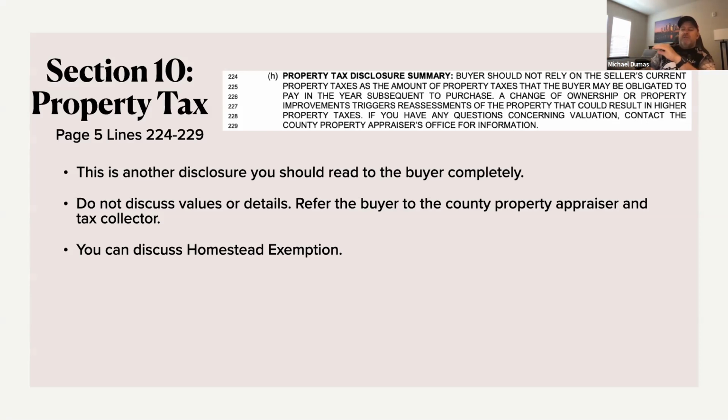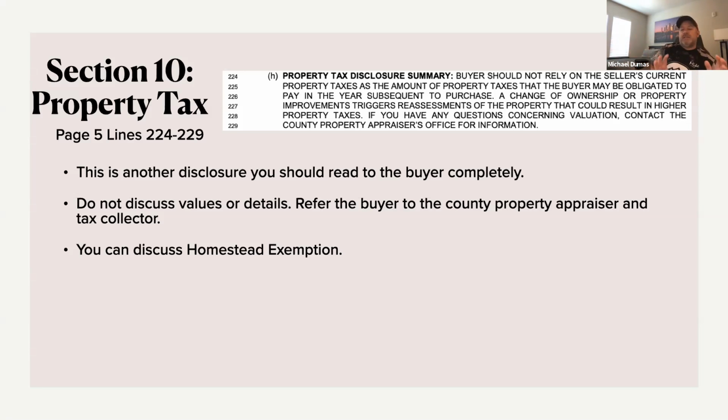Don't discuss values. Don't say, oh, well, they assess it generally at 60% of value or 40% of value, or they'll reassess it and then you can't increase it, blah, blah, blah. Nothing. They need to go to the property appraiser for any information about taxes. You're not an attorney, you're not an accountant, you're not a property appraiser. That's their job. Send it over to them.